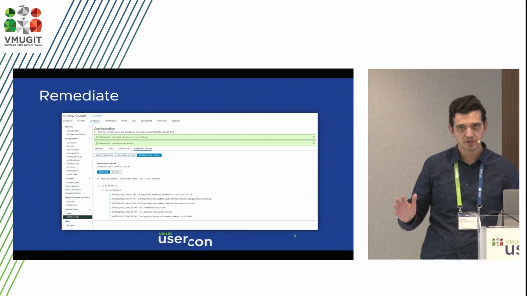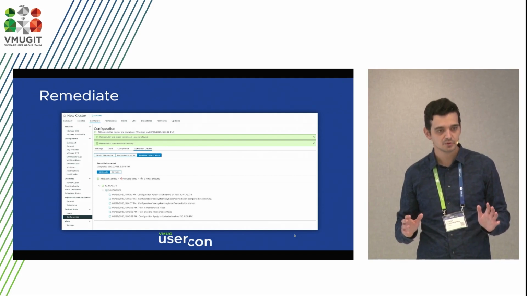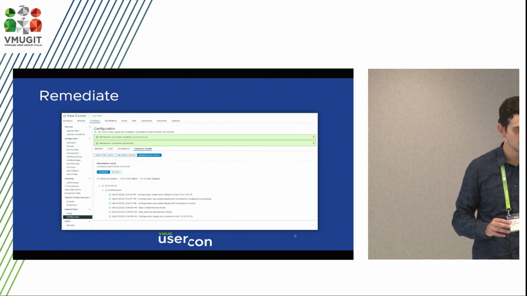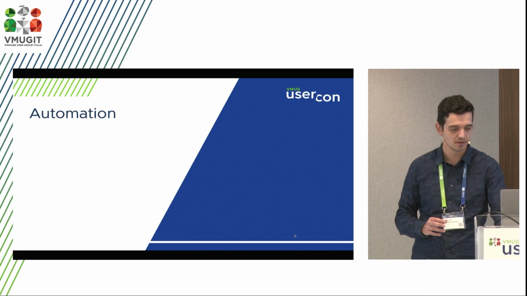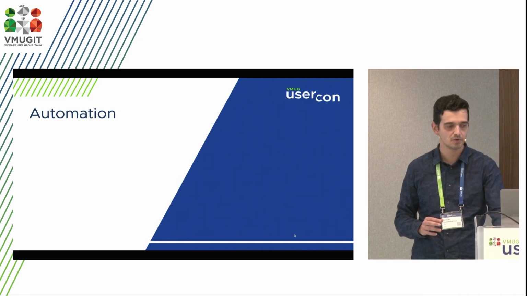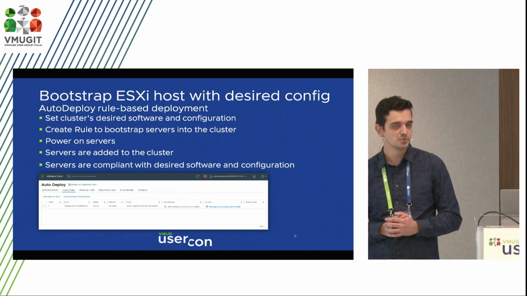And so all of those workflows are done through the vSphere UI. There are also other options, of course. There are other interfaces in order to interact with the system. Automation is important. There are several options for automating config profiles. So the first one is bootstrapping ESXi hosts with desired config.